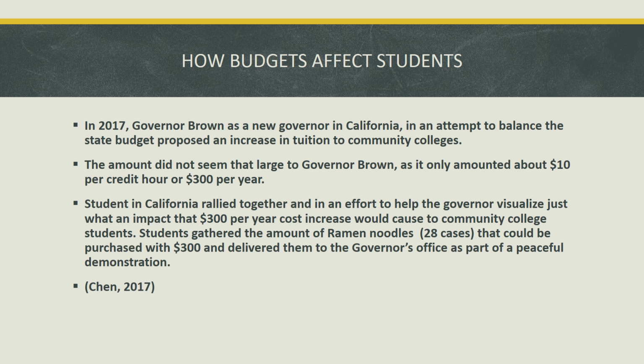Community colleges typically have food insecurities. They also have daycare issues and costs, those types of things, but food insecurity is somewhat of an issue with community college students. So they wanted to make sure that the governor understood that while $300 did not mean much to him, or he didn't see that as a big thing, to a community college student, $300 is 28 cases of ramen noodles. So I think they made their point.